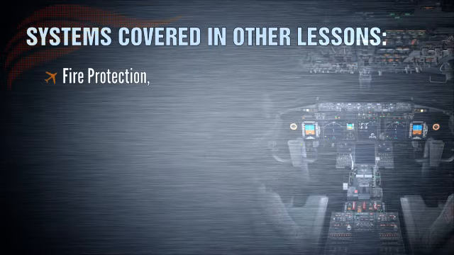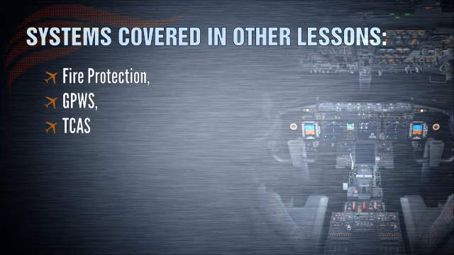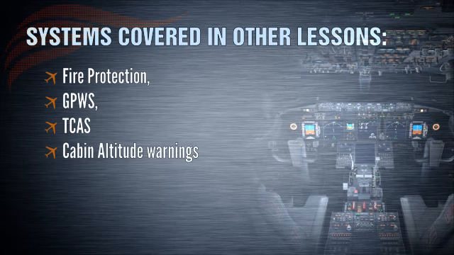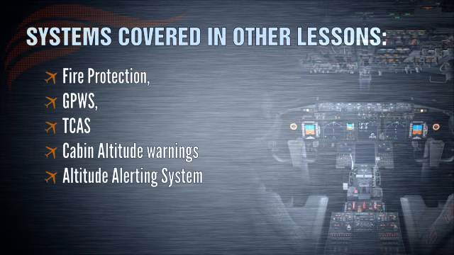Fire protection systems and their associated warnings, GPWS and TCAS, all have lessons dedicated specifically to them. The cabin altitude warnings are very much related to the pressurization system, so they're included in that lesson. The altitude alerting system is dependent on the altitude set in the mode control panel altitude window, so that is included in the autopilot flight director system lesson.